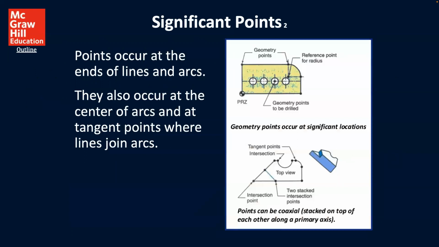Points occur at ends of lines and arcs. They also occur at the center of arcs and at the tangent points where lines are joined. And so here we can start to think about how we would start to be machining more complicated parts, like what we're starting to show with this diagram.